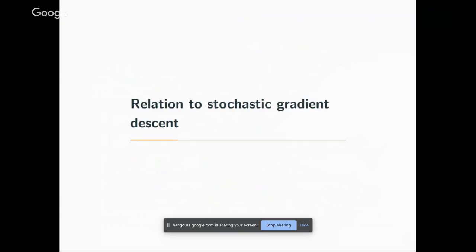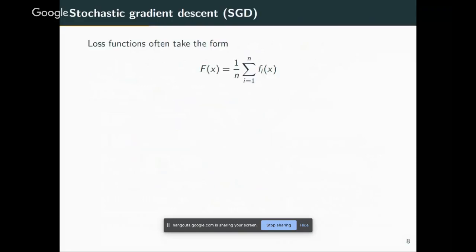Okay, so the randomized Kaczmarz method can also be related to the stochastic gradient descent method that's commonly used to optimize loss functions in machine learning. So oftentimes loss functions take the form of being a sum of component functions, where the number of component functions here can be very, very large. So for example, in a machine learning setting, this may represent the sum of losses with respect to individual training data points. And one popular and simple way of optimizing such a function is using gradient descent.